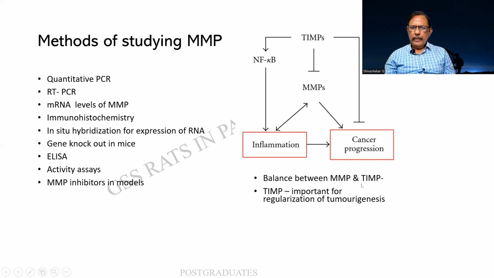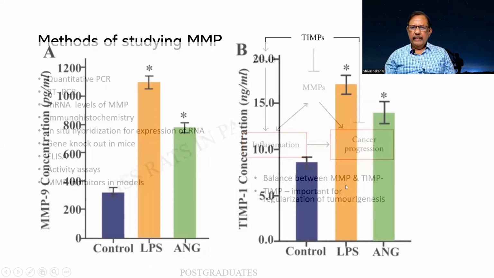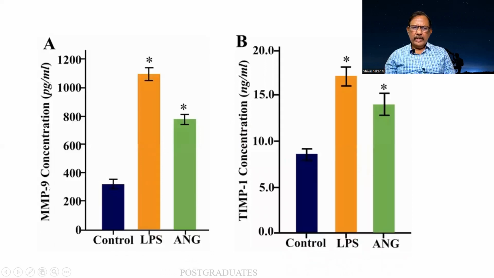Also, a balance between these two will have to be studied, as in this case. So there is a matrix metalloproteinase and there is an inhibitor of it. So what is the balance between these two will have to be studied in any one particular case.